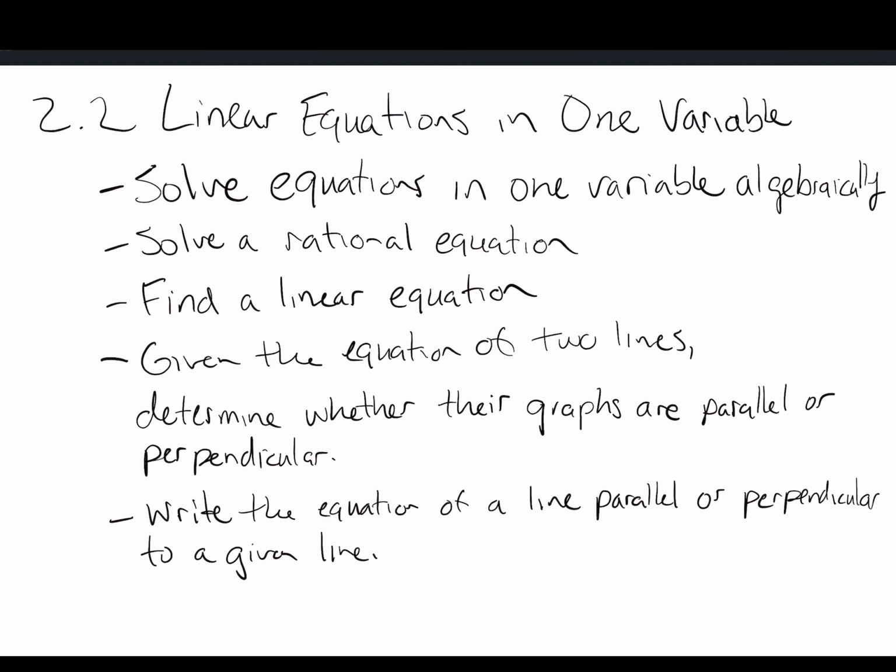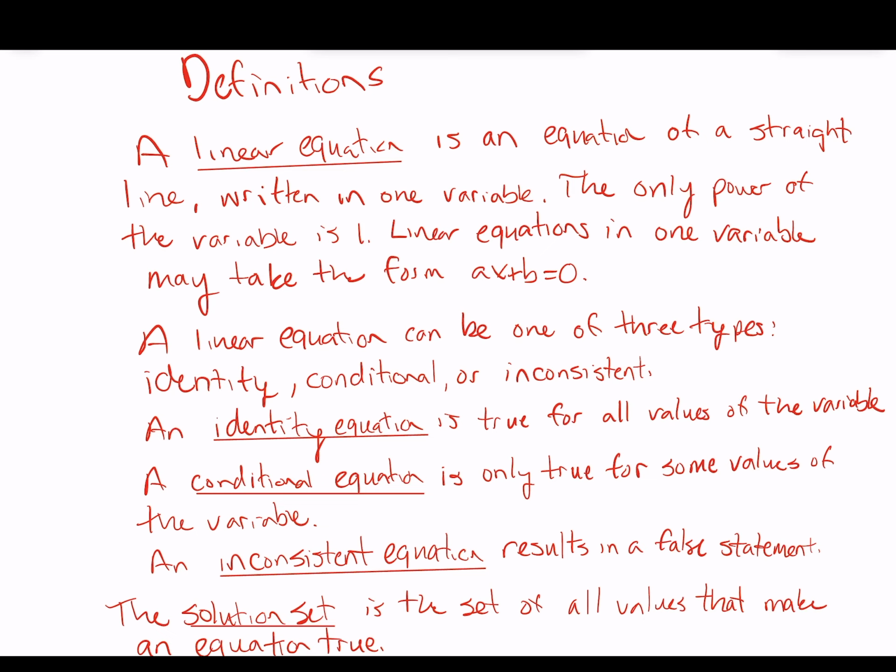Let's jump right in. Let's start with some definitions. Feel free to pause the video if you need to write these down. First, a linear equation is an equation of a straight line which is written in one variable. The only power on the variable is 1. Linear equations in one variable may take the form ax plus b is equal to 0.